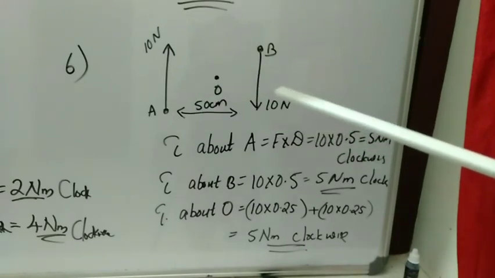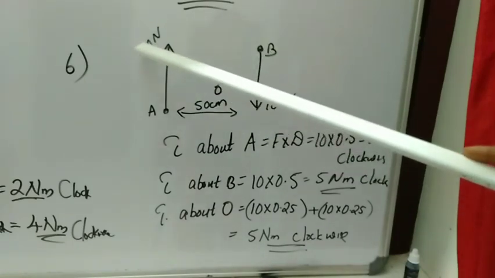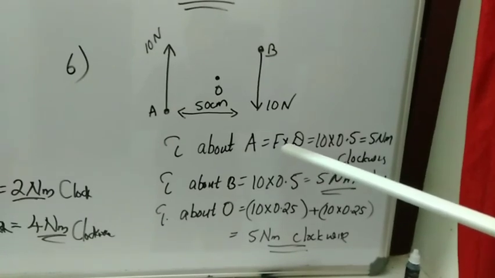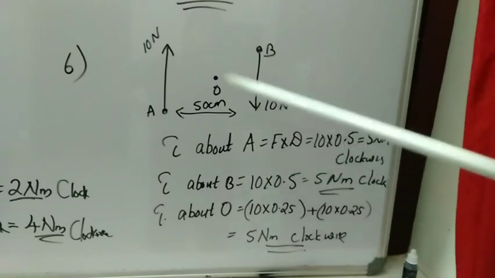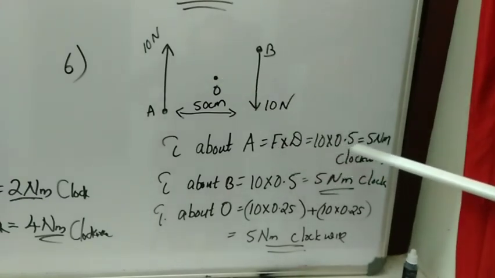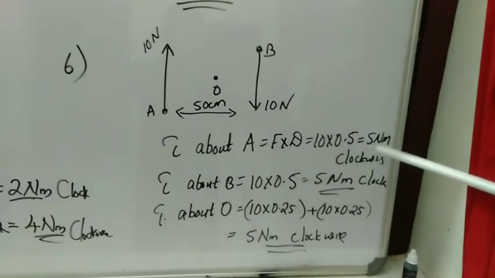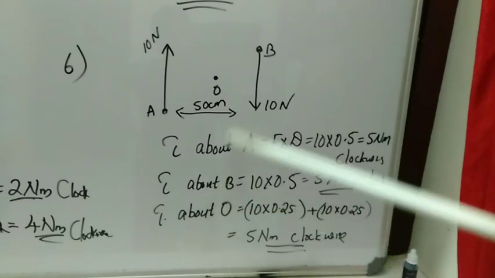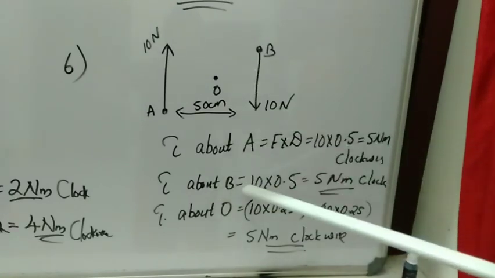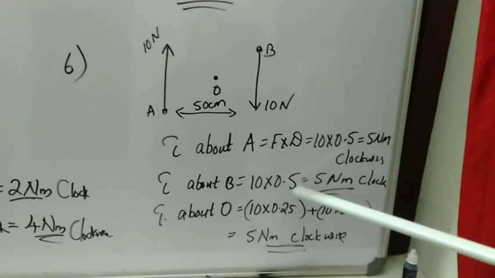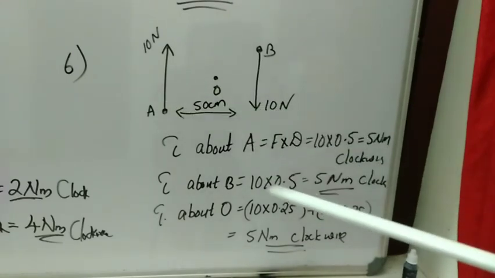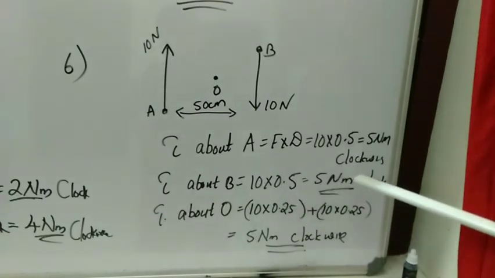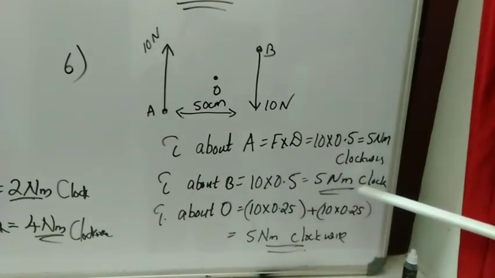Since both are going to rotate in the same clockwise direction and have the same force, we can add force into either force into perpendicular distance. Either force means 10 Newton. 10 into perpendicular distance 0.5. So we will get 10 into 0.5 is 5 Newton meter clockwise. The same way, torque about B. Again, either force into perpendicular distance. Same one, because O is at the midpoint, same distance. So you can write 10 into 0.5. You will get the answer 5 Newton meter clockwise.